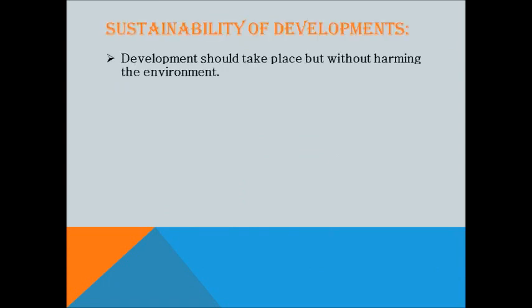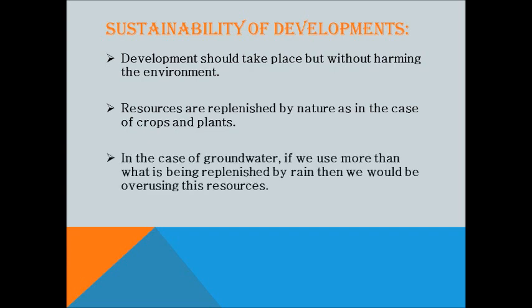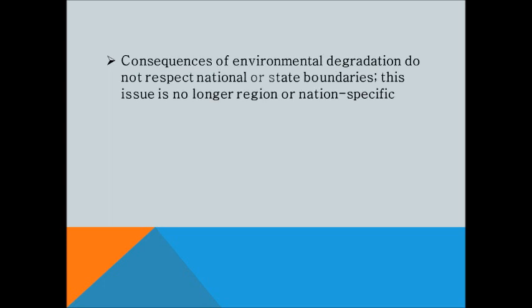Next, sustainability of development. Development should take place but without harming the environment. Resources are replenished by nature, as in the case of crops and plants. In the case of groundwater, if we use more than what is being replenished by rain, then we would be overusing these resources. Consequences of environmental degradation do not respect national or state boundaries. This issue is no longer region or nation specific.